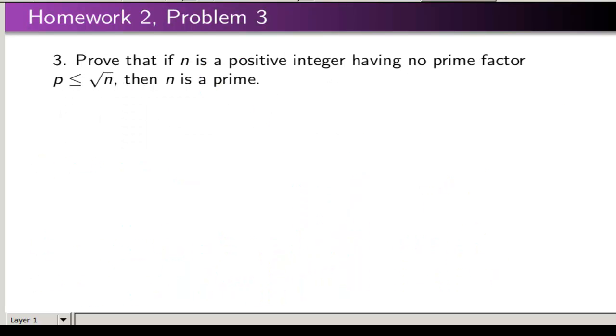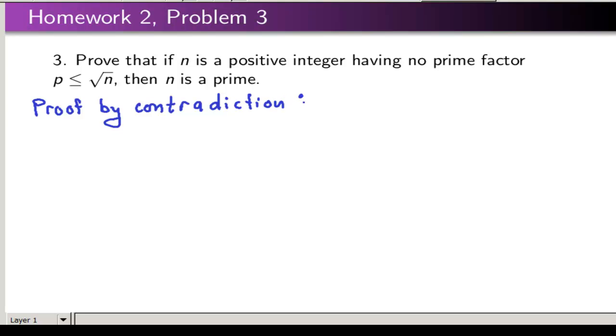Homework 2, problem 3. Prove that if n is a positive integer having no prime factor less than or equal to the square root of n, then n is in fact a prime. Okay, this is a classical proof by contradiction. And that may be enough of a hint if you want to get started.